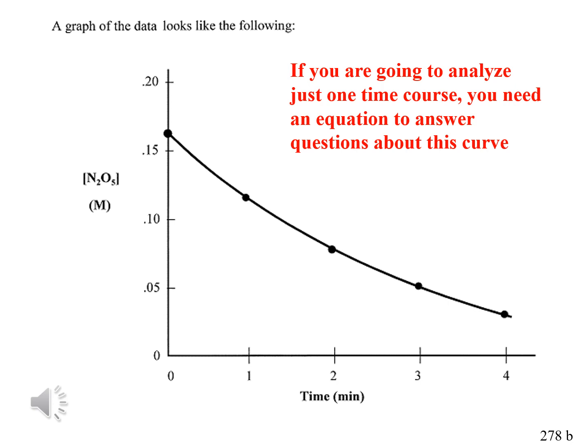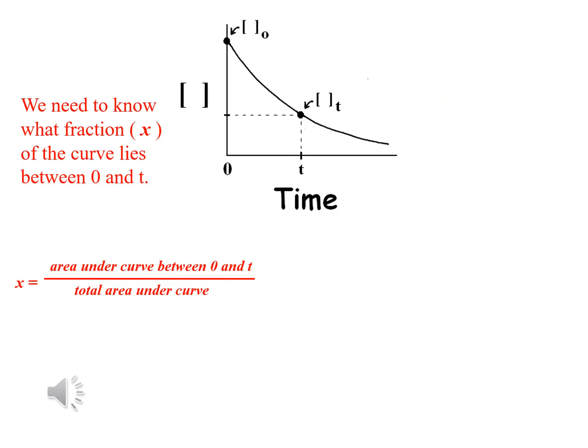The other thing is that a time course can answer a question that the other type of graph can't. A time course can answer the question, if you start out with a certain concentration, how much will be left after a certain time? Or if you let the reaction go for a certain amount of time, what concentration is left? And you only need one time course in order to do that kind of a problem. So there is a mathematical interest in analyzing only one time course, and that's what we're going to do.